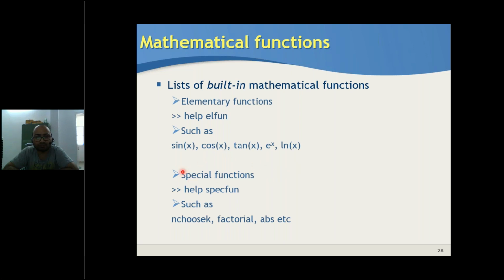So to find more information about these special functions, just type help space specfun in the command window and it will display the result. So these functions are like binomial expressions. We generally use n choose k. So n choose k will give the information of that particular function. Factorial we generally use in our mathematics. So factorial comes under the category of special functions. Absolute of any value can be found with the help of this ABS command, and like that we can find all the information in the particular specfun section.